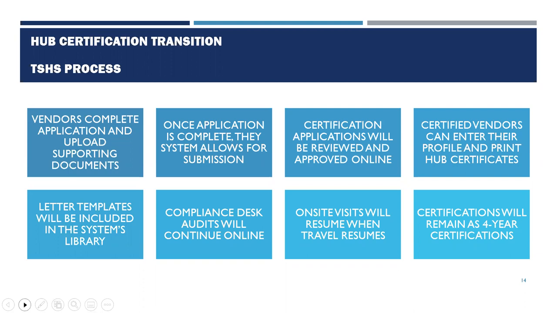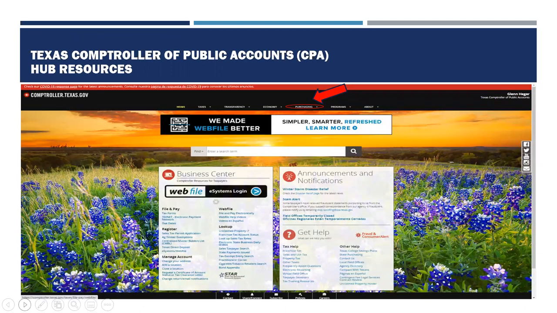Let's go to the next slide. So we're going to go over some of the CPA HUB resources that are available. And this is a great picture because it's all about bluebonnets, but our IT team will change the background of the Comptroller's main page often. So this page was probably taken during bluebonnet season. If you see the red arrow at the top and the circle, you really can't see what that word is, but it says purchasing.